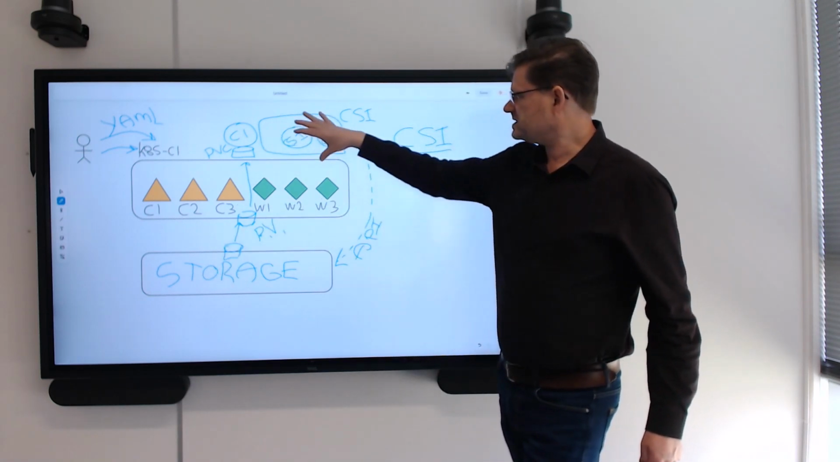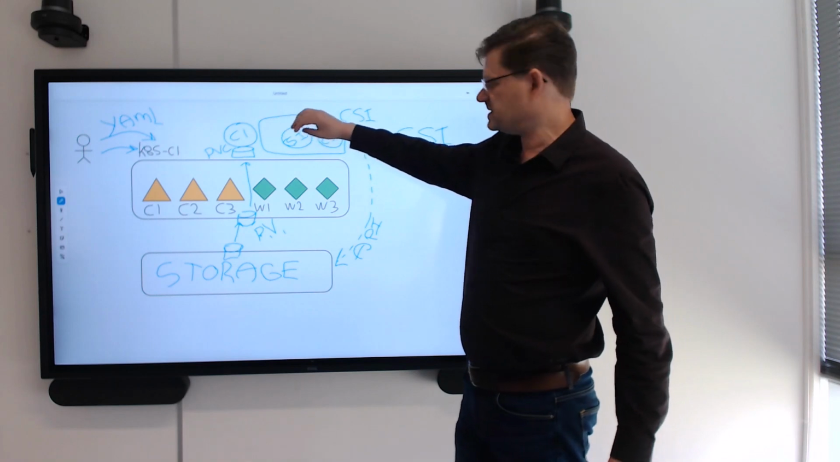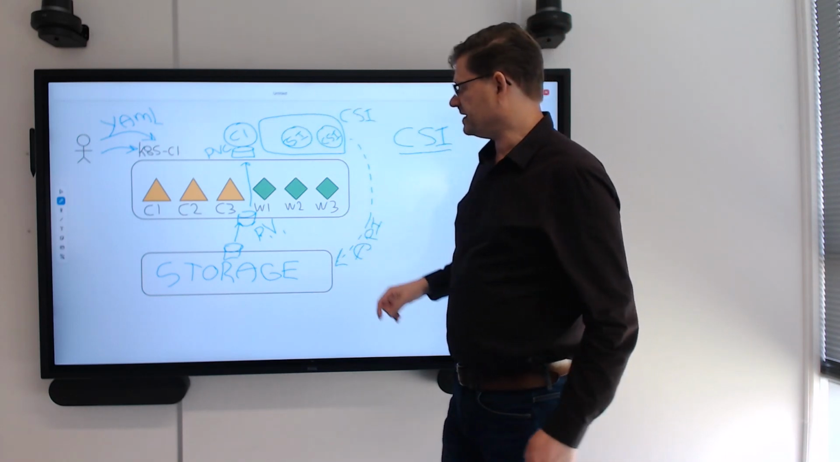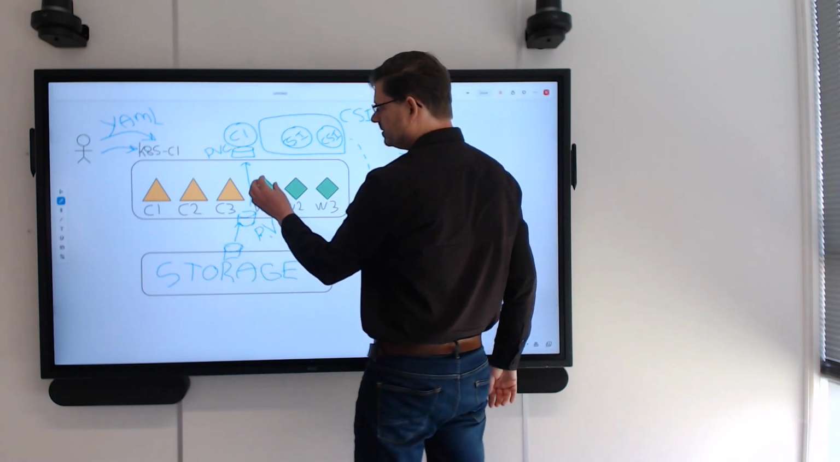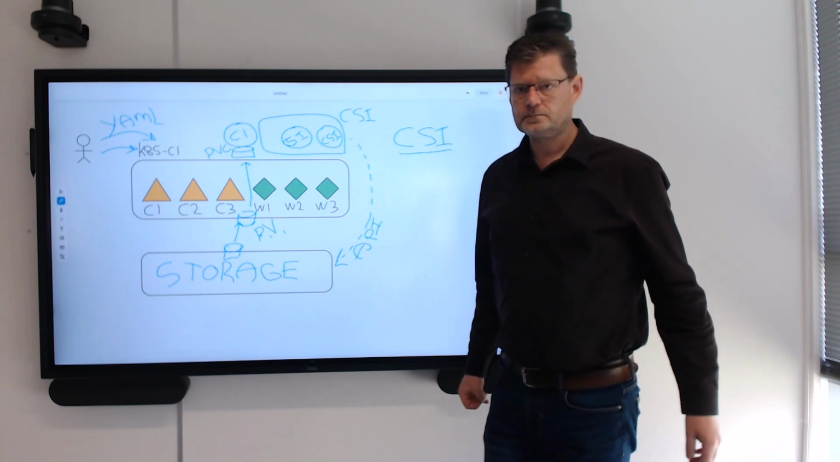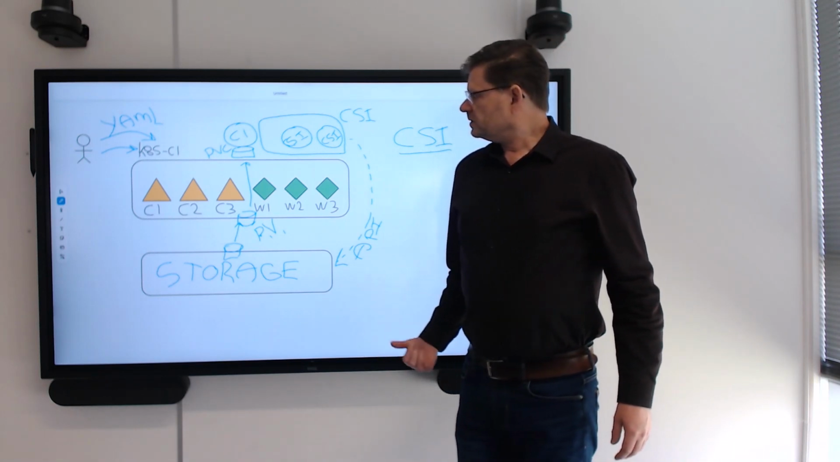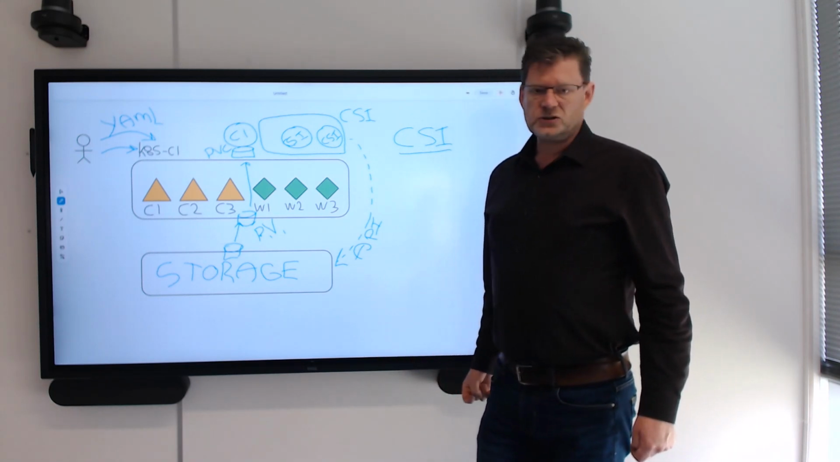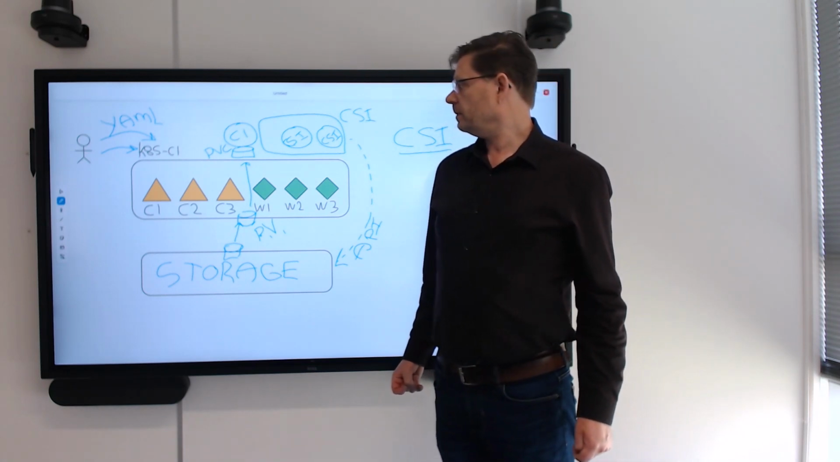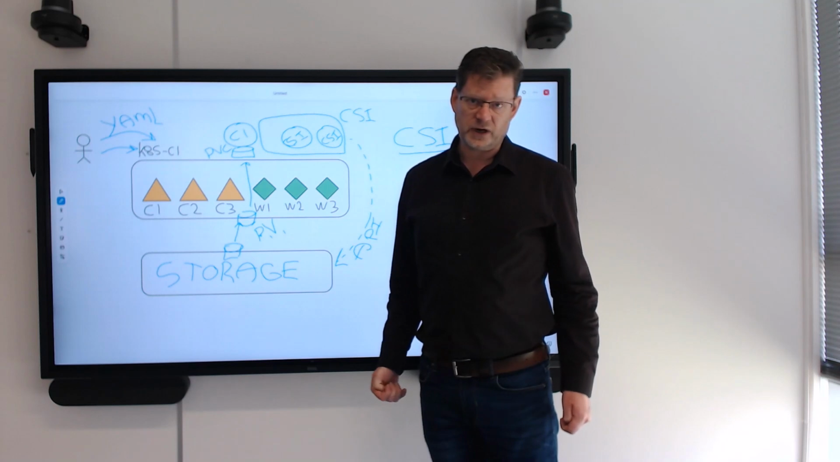And as you can see, the CSI driver here in its separate namespace is basically control plane only. It's not part of the data path. The storage connects directly into the worker node and surfaces that up directly into the container. So that is the way that storage is actually surfaced up into Kubernetes using the CSI driver.